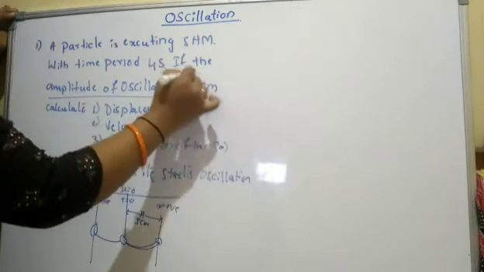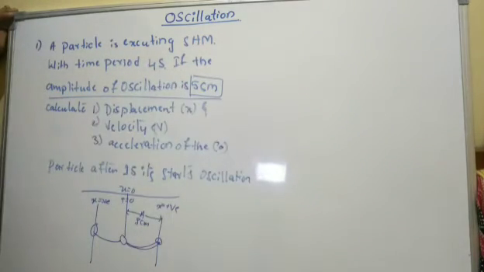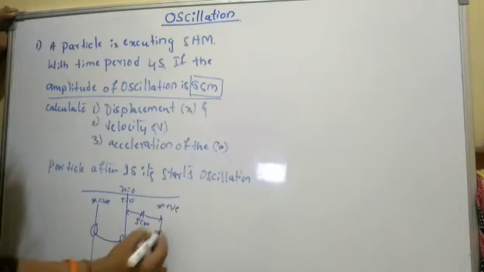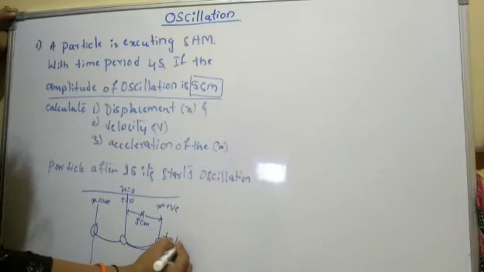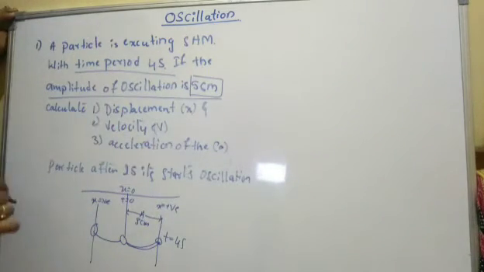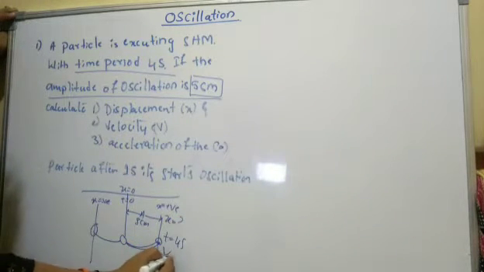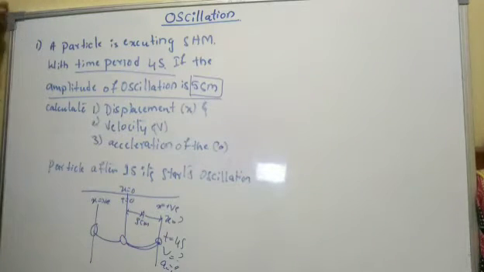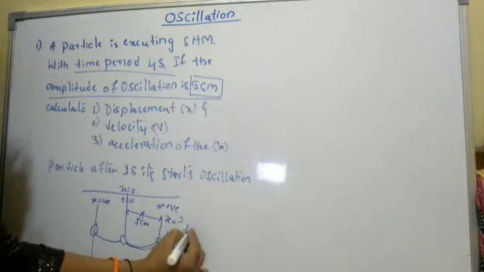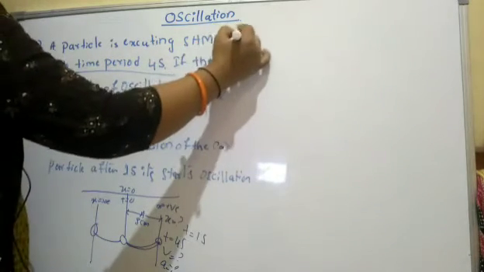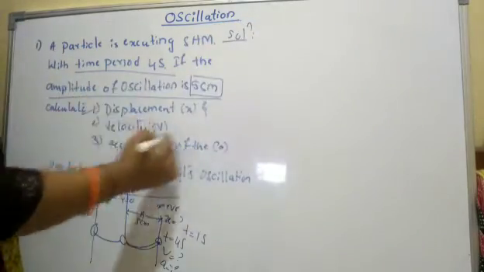So the amplitude of oscillation is 5 centimeter, and the time period T is also given as 4 seconds. The only things we have to find out are the displacement x, velocity and acceleration. These 3 quantities we have to calculate after 1 second of simple harmonic motion. First we'll go ahead with the displacement here.